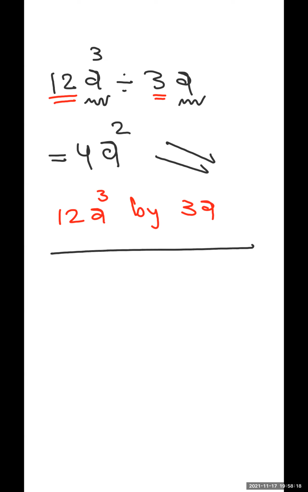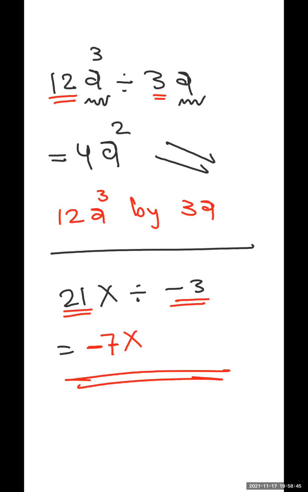The next one, 21x divided by negative 3. Okay, divide the coefficients. 21 divided by negative 3. So you are dividing a positive number by a negative number, so the result will be negative. Of course, 21 divided by 3 equals 7. Then x divided by 1, nothing, so x. So it will equal negative 7x. Okay?